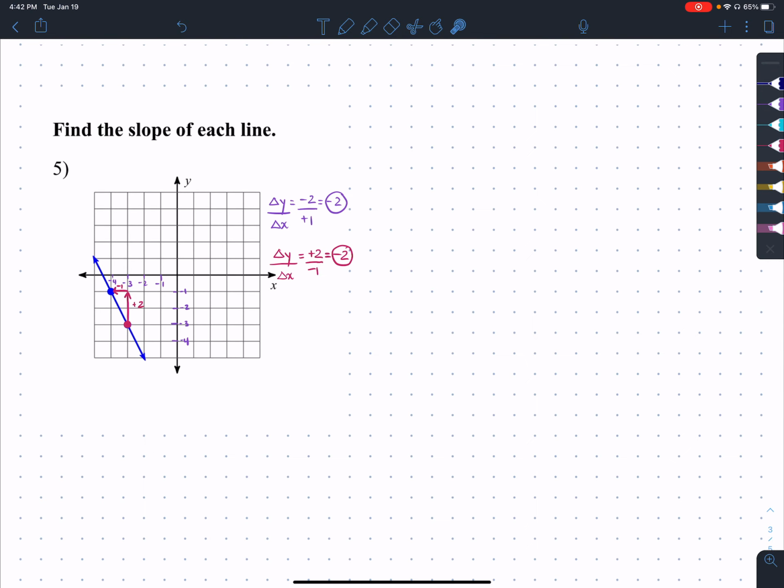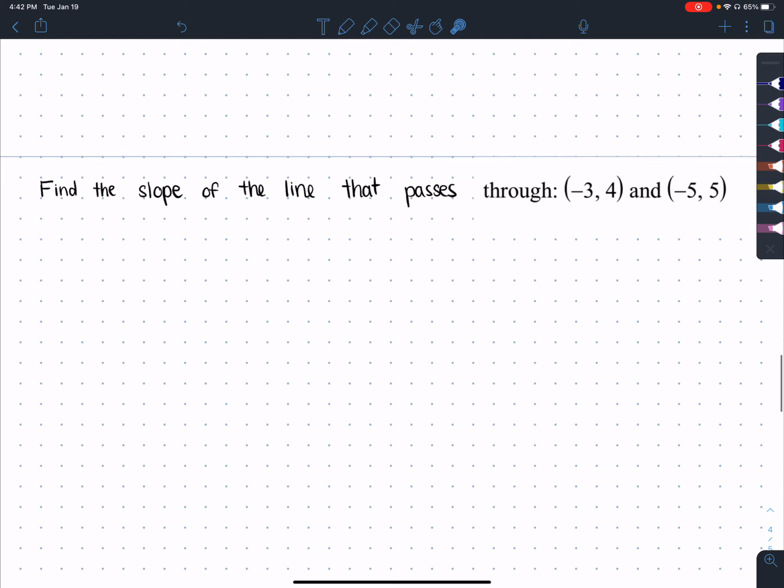Okay, and now we have one last example, which is an example with coordinates using that other formula that we saw, y2 minus y1 over x2 minus x1. This is what it would look like. Find the slope of the line that passes through -3, 4 and -5, 5. So we have these 2 points. We're not given a graph, and we don't need a graph in order to find this slope. The only thing we need is to label very, very clearly.